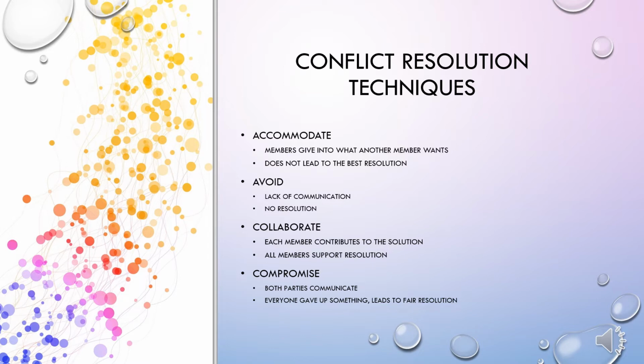The third option is to collaborate, and this is where the team gets together, every member contributes to finding the solution, and everybody then agrees with that solution. And then your fourth option is to compromise. So again, everybody in the group communicates with one another, and everyone ends up giving up something, but it leads to a resolution or a solution that is fair or seems to be fair to everybody involved.